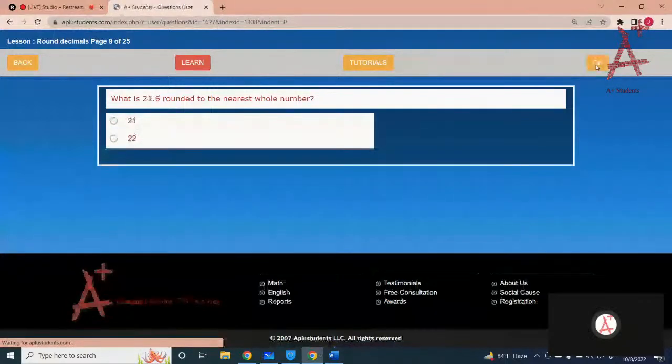Okay, the next one is what is 21.6 rounded to the nearest whole number? So it is rounded to 21 or 22.